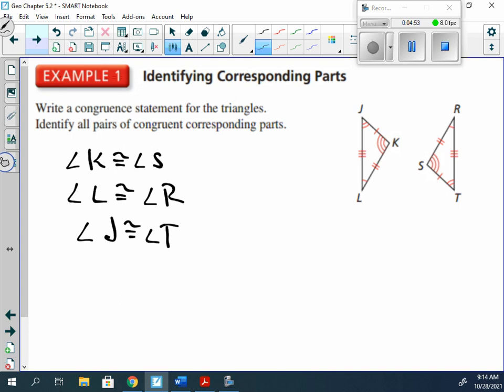Since K has 3, it's going to match up with S because it has 3. L has 1, R has 1, so they would match up. And lastly, J has 2 and T has 2. Okay, they gave us the angles. Let's name the sides.